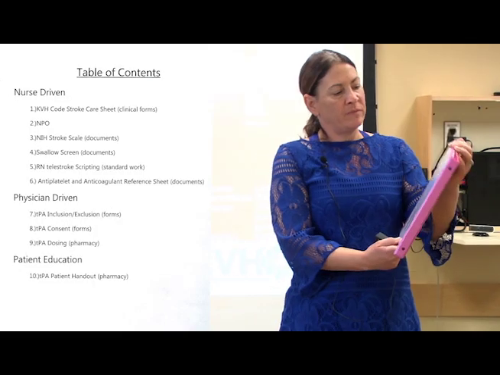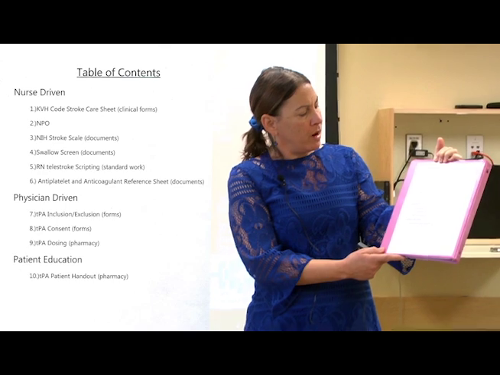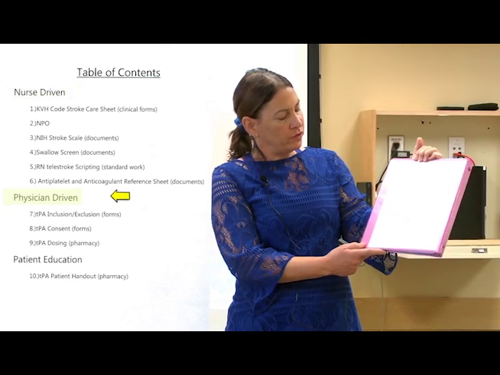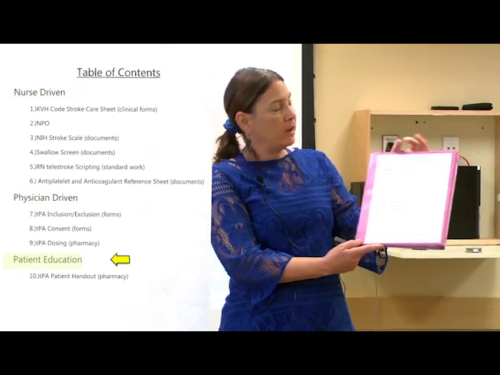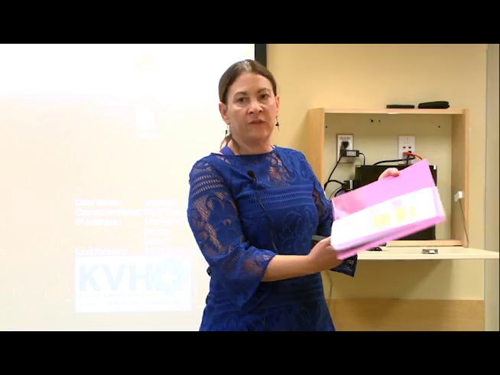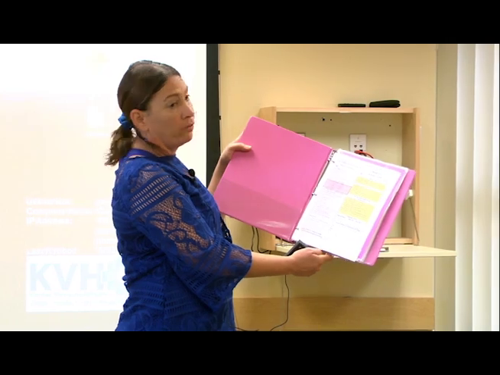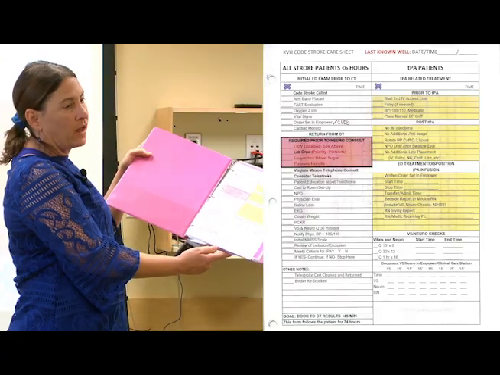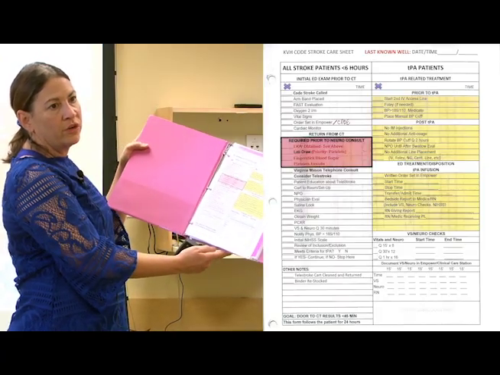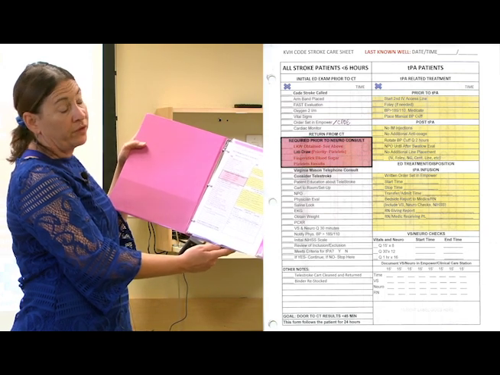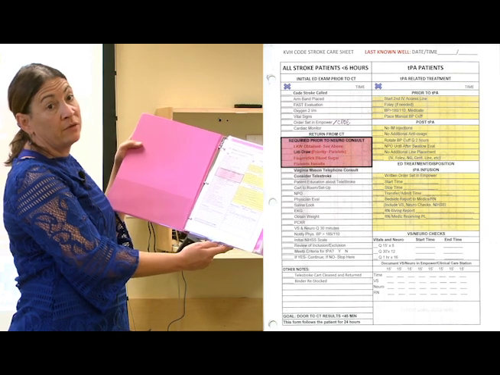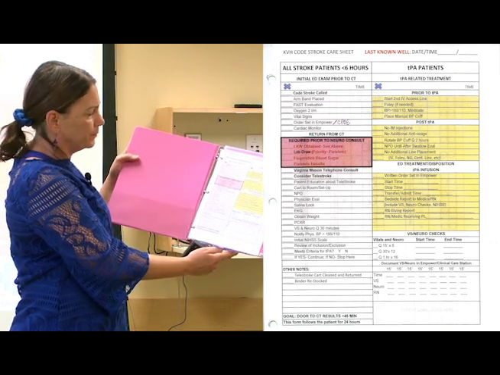So these binders are divided into 3 parts. There's nurse-driven, physician-driven, and patient education. What you'll do when you get this binder is you'll open it up, and right away you'll see the revised checklist that follows the patient to Virginia Mason or to the floor or to CCU if you're in the ER, or just to Virginia Mason if the stroke happens elsewhere in the hospital.